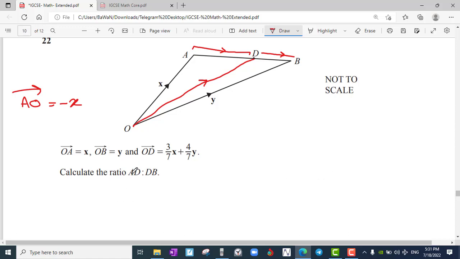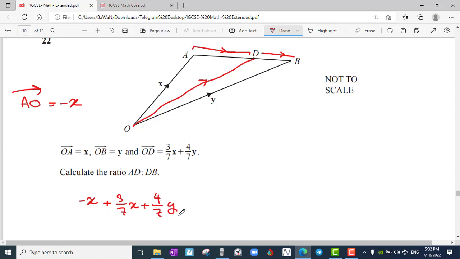AD, in order to go from point A to point D, in vector questions, we can never go directly, we just go indirectly. From A we go to O, AO, it's the opposite direction, that's negative x, plus, from vector to vector we write plus between them. Now from A to O is negative x, from O to D is already given, OD is 3 over 7x plus 4 over 7y.